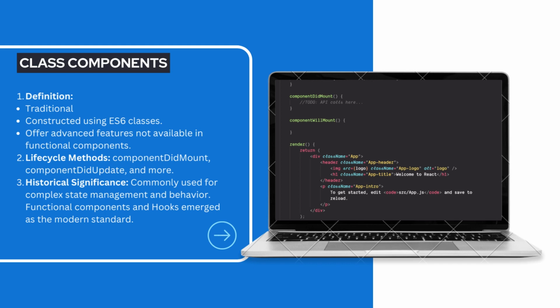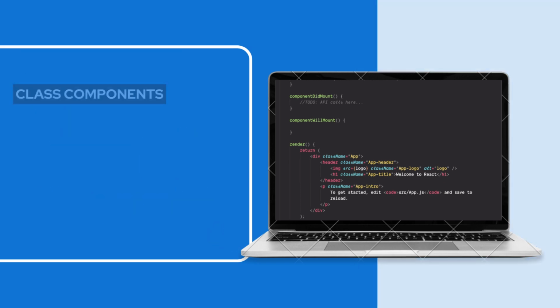Here's what you need to know. What are lifecycle methods? Class components provide direct access to essential lifecycle methods such as componentDidMount and componentDidUpdate. These methods allow you to manage component behavior throughout its lifecycle. While functional components and hooks have become the modern standard, class components have a historical role. They were often used for complex state management and behavior manipulation. They offer insights into the evolution of React.